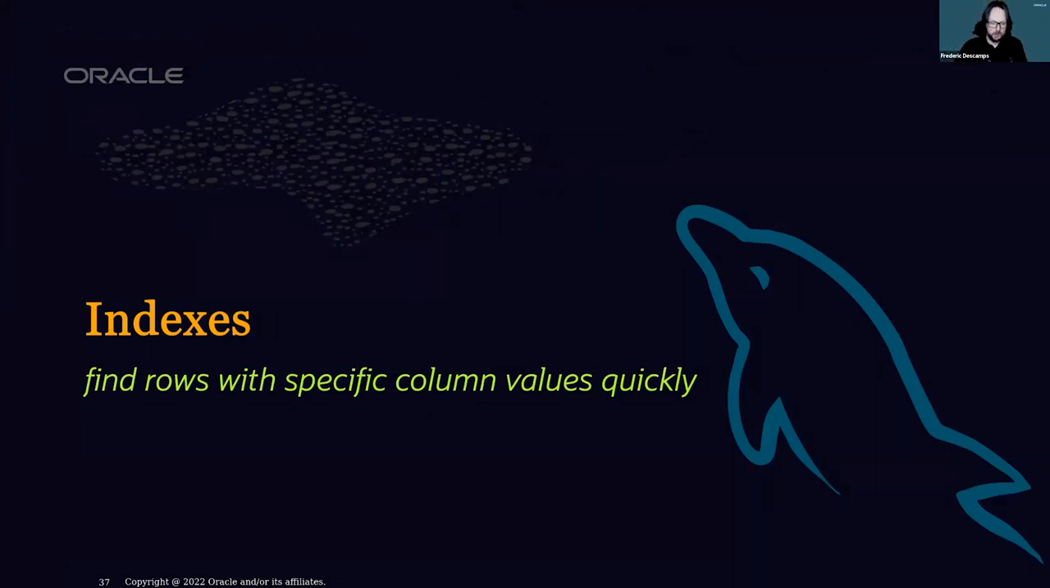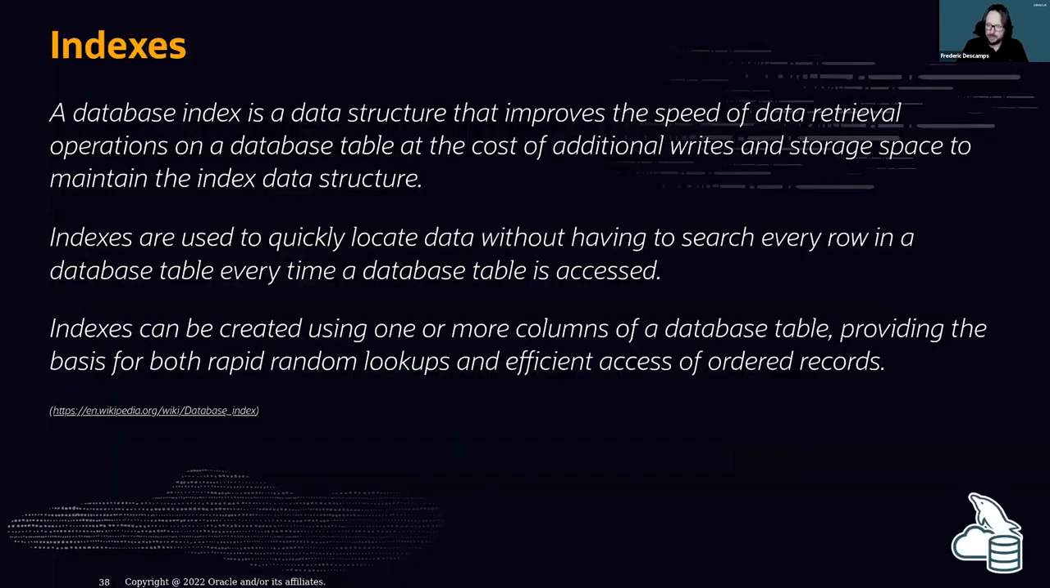So, find the rows with specific column values more quickly. This is the role of the index, right? A database index is a data structure that improves the speed of data retrieval. When we do a retrieval operation and we want to make it faster, we need to use an index, right? Of course, we need to pay a cost for it: the additional cost is that we need to maintain that index by writing data into it, and also write it somewhere, which is the storage that we will consume to do that, right?